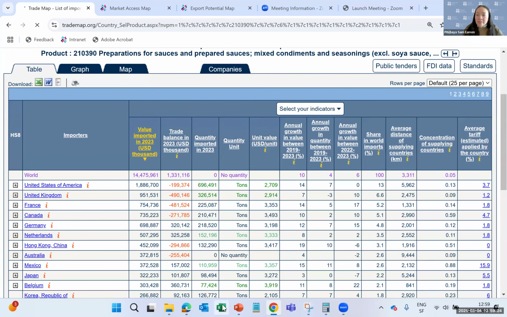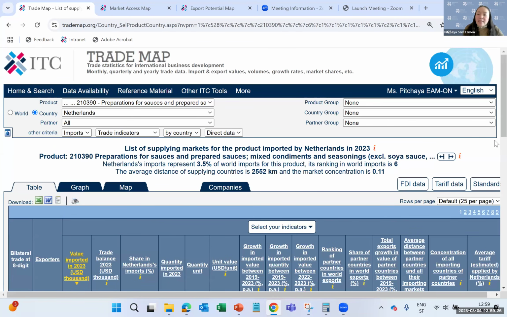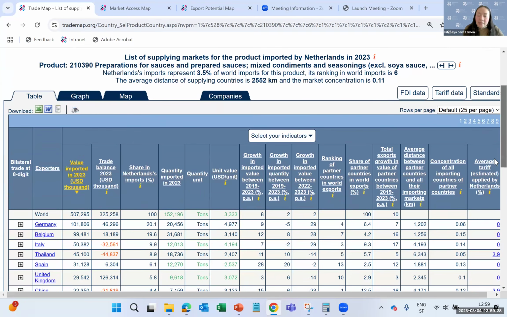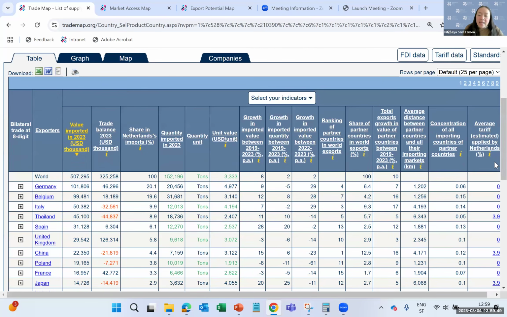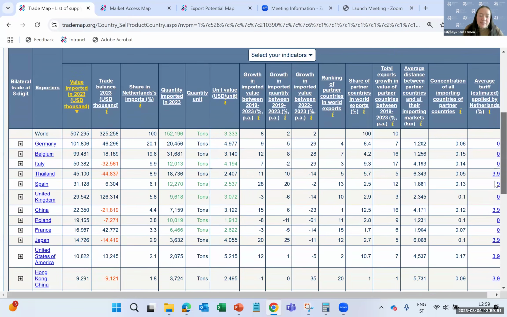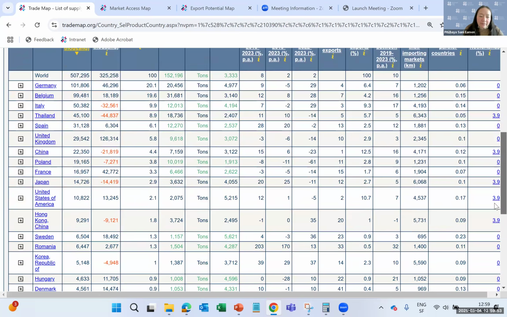Once I click on the country's name, I will be able to see the list of supplying markets for the product that we are talking about, the sauces, by Netherlands. These are all the countries that Netherlands is importing the sauces from. The biggest supplier is Germany, then Belgium, Italy, Thailand, United Kingdom, China, etc. Let me have a look if Indonesia is among the top 25.